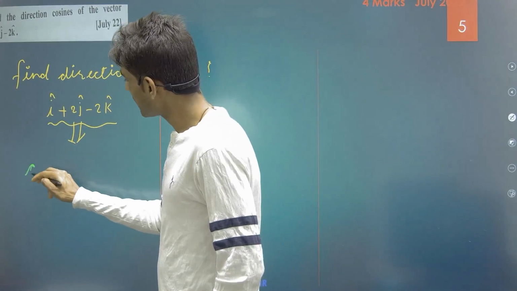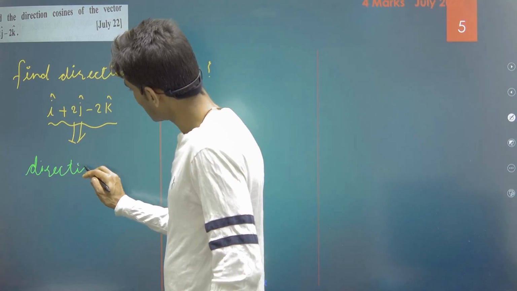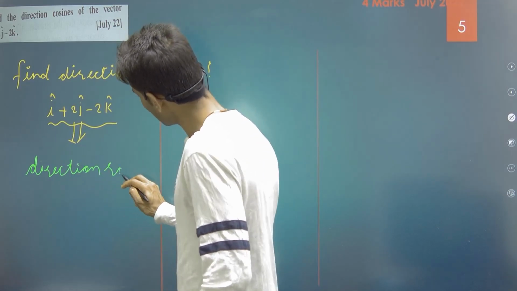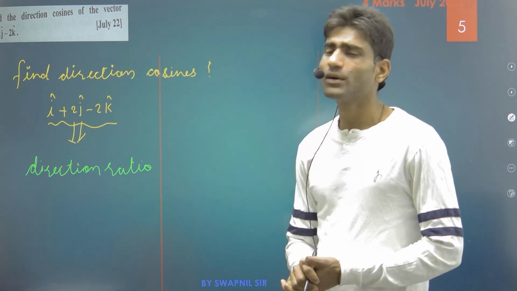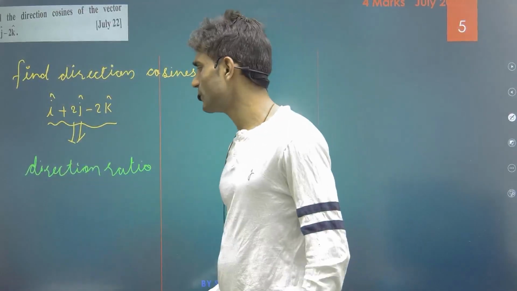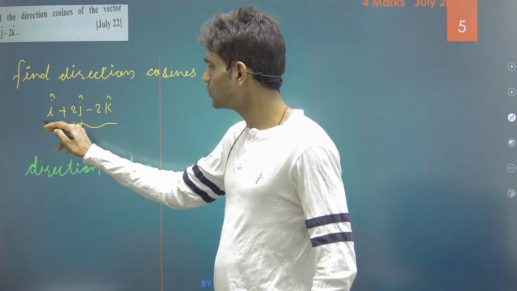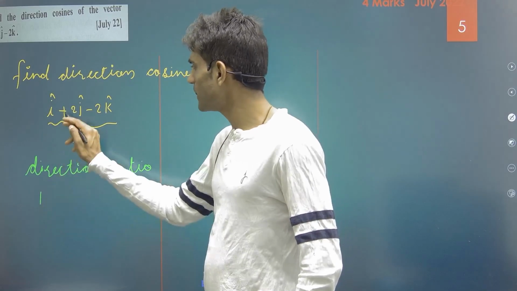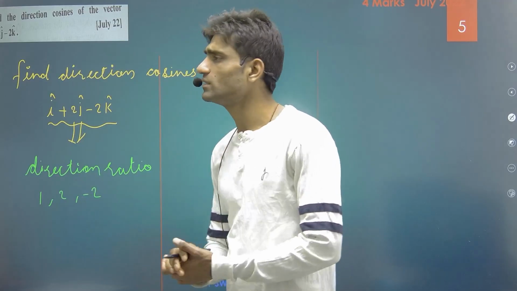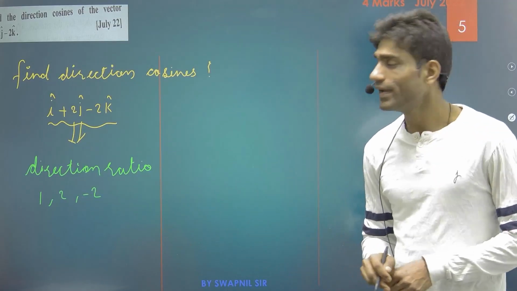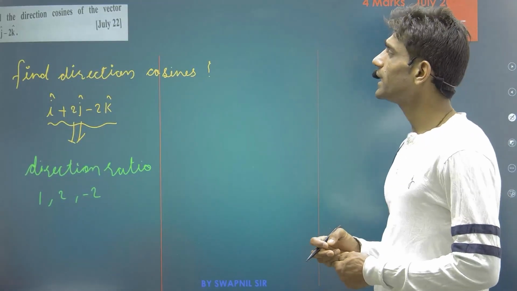We can write direction ratios using our given vector. Using the direction vector, we can write the direction ratios as the first coefficient, which gives us 1, the second coefficient, which gives us 2, and the third coefficient, which gives us negative 2.